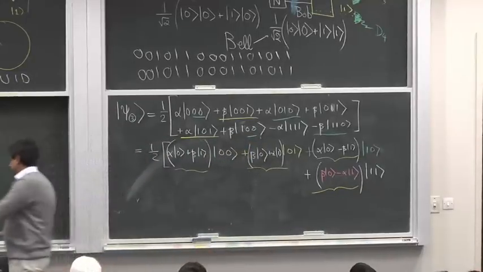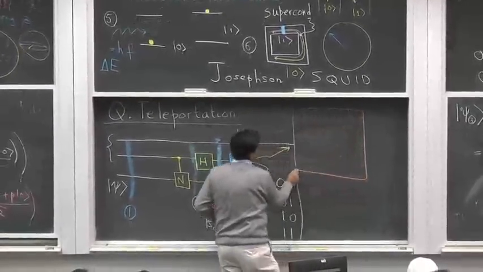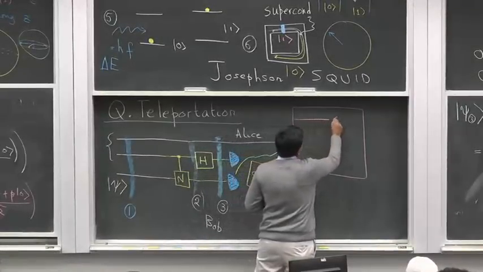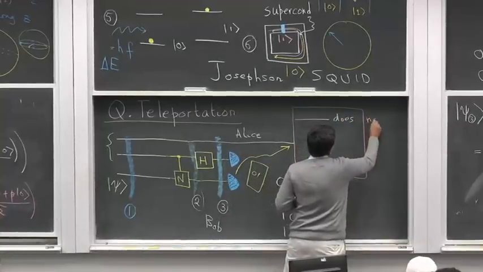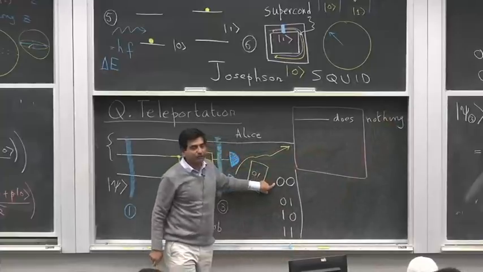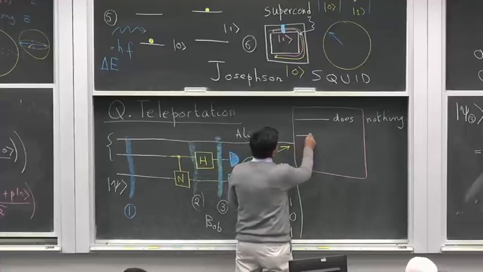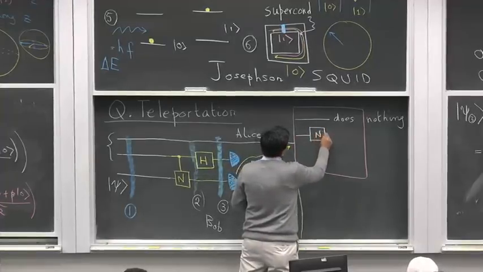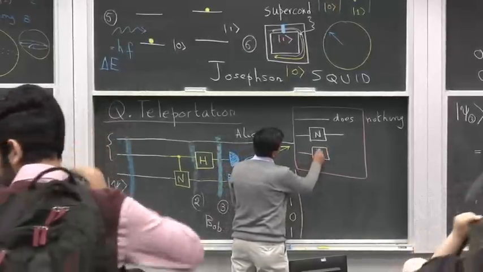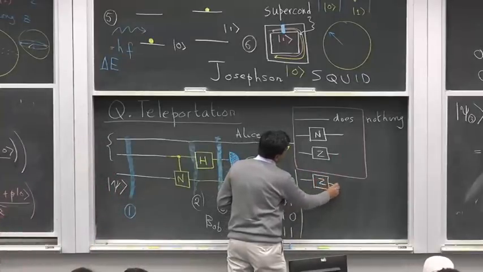So, Alice chooses out of 4 possibilities. If this is Bob's output, she does nothing. If this is Bob's output, she does a NOT gate on her qubit. If this is Bob's output, she does a Z gate. If this is Bob's output, she does a Z gate followed by a NOT gate.